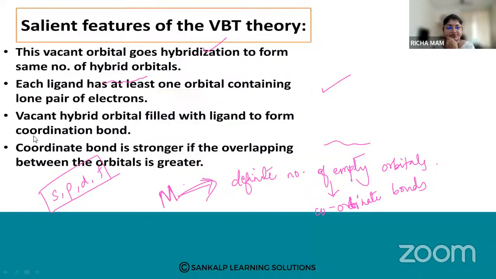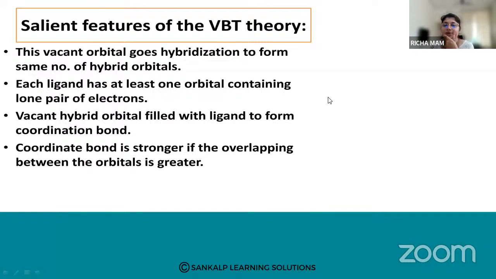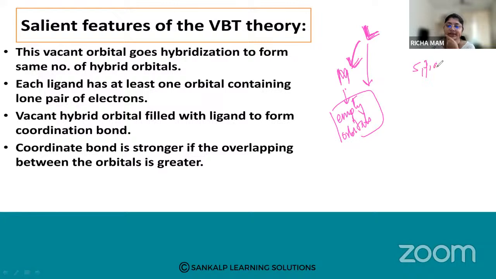Next point. The metal ion provides the empty orbitals. Now when this metal ion comes in contact with the ligand, what does it do? The empty orbitals provided by the metal are used by the ligands. Which are the empty orbitals? Just now I told you, S, P, D and F.